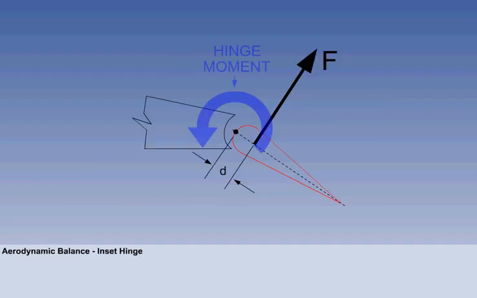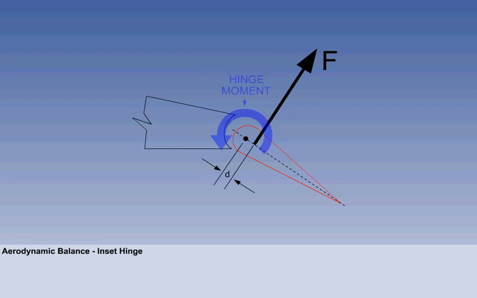The first type of aerodynamic balance we will consider is the inset hinge. We have seen that the hinge moment is a product of the aerodynamic force, F, and the distance of the centre of pressure from the hinge line, D. During manufacture, the control surface hinge is positioned aft of the control surface leading edge. This reduces distance, D, and thus reduces the hinge moment.